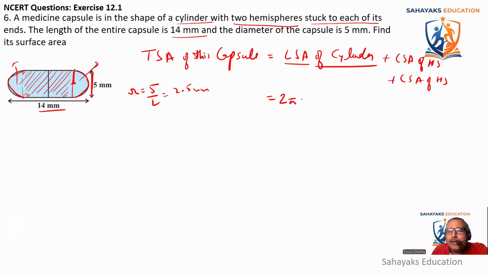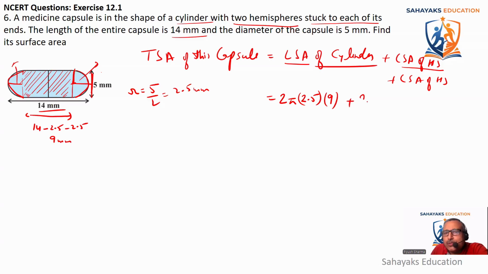So it is 2 pi r h. Instead of r, I'm writing 2.5 into h. What is the length of the cylinder? If the total is 14, how much is this part? So it is 14 minus 2.5 this side and 2.5 this side. So this is 14 minus 5, which is 9 millimeter. So I'll take it as h, that is 9, plus the curved surface area of hemisphere.